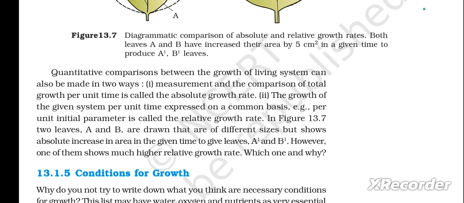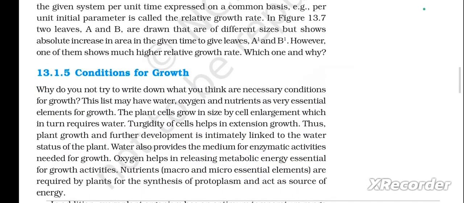In figure 13.7, two leaves A and B are drawn that are of different sizes but show the same absolute increase in area in the given time to give leaves A1 and B1. However, one of them shows much higher relative growth rate. Which one and why? Next is 13.1.5 conditions for growth. Why do you not try to write down what you think are necessary conditions for growth? This list may have water, oxygen and nutrients as very essential elements for growth.